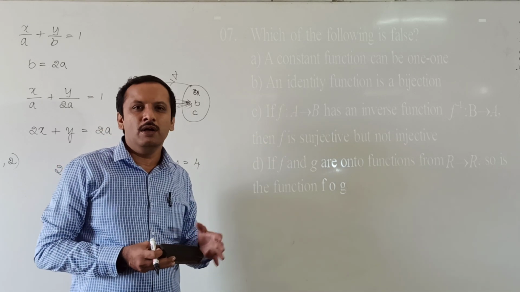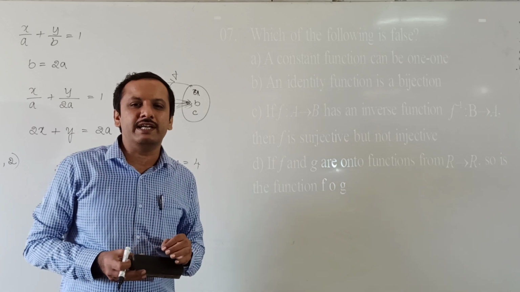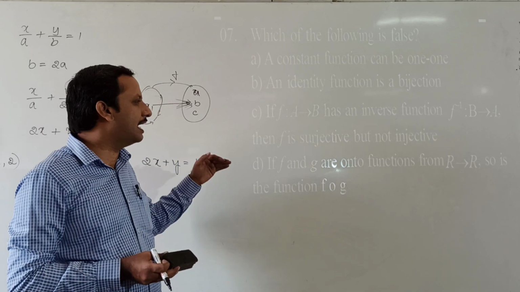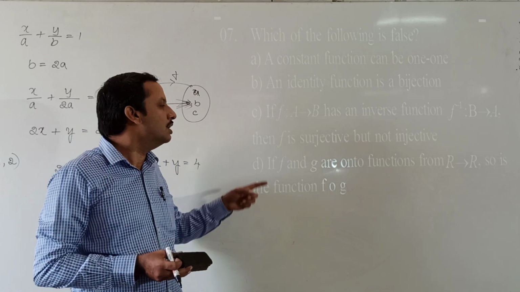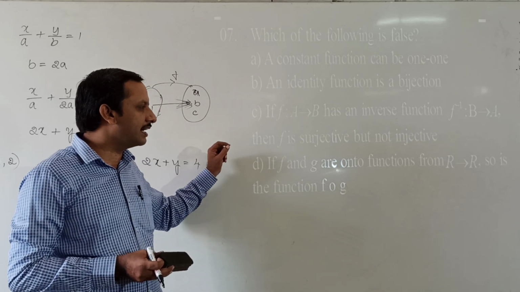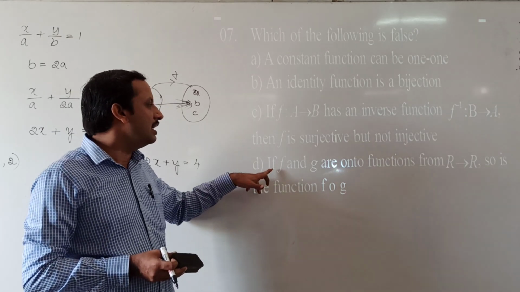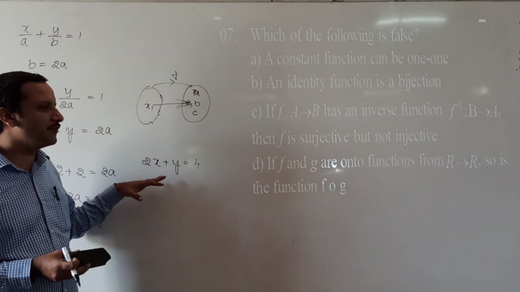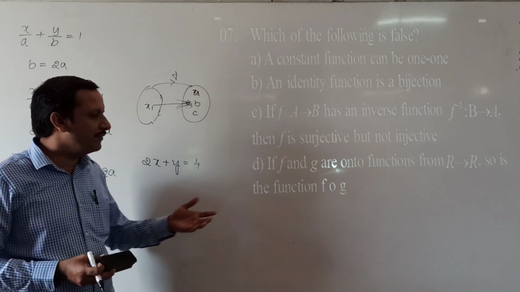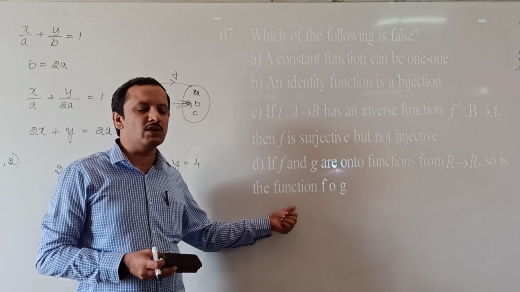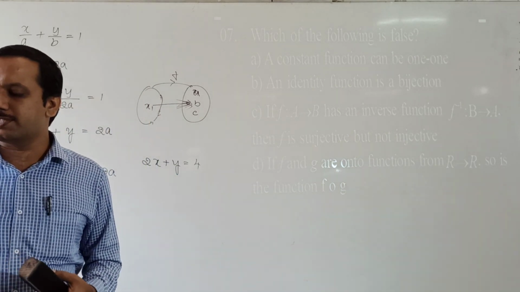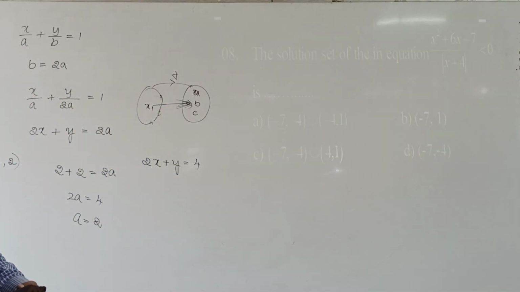Is it possible? No. As we all know, a function is invertible if and only if it is a bijective function. So it has to be injective as well as surjective. So this option C is not a correct statement. So that is the right answer. Now look at this. If f and g are onto functions from R to R, so is the function f circle g. F and g are onto, then f circle g is also an onto function. So that is also a correct statement. So the false statement is option C, and hence that's the right answer.